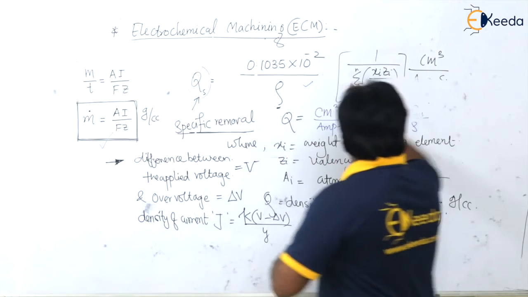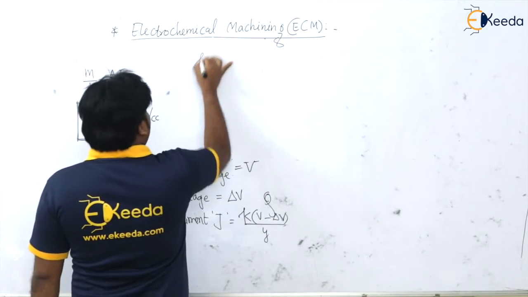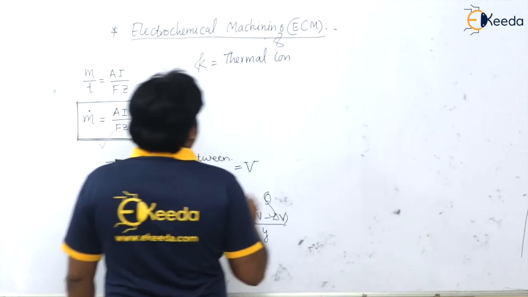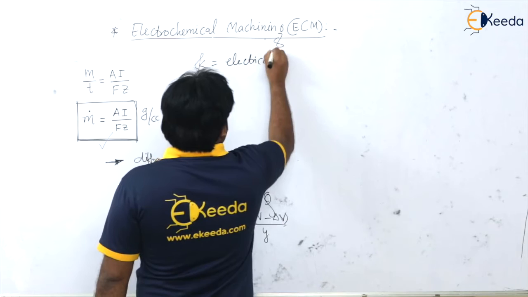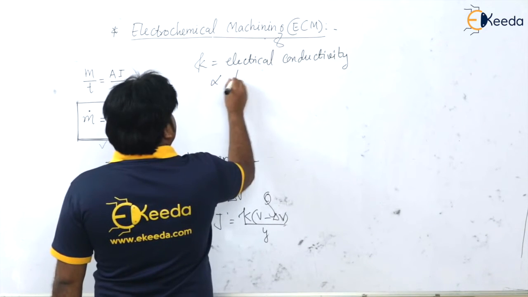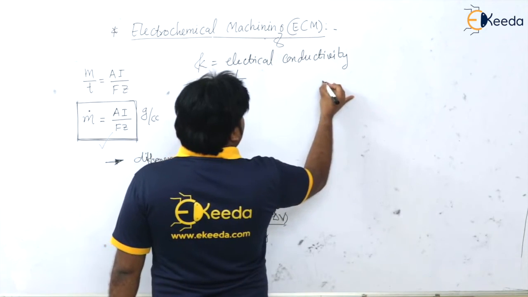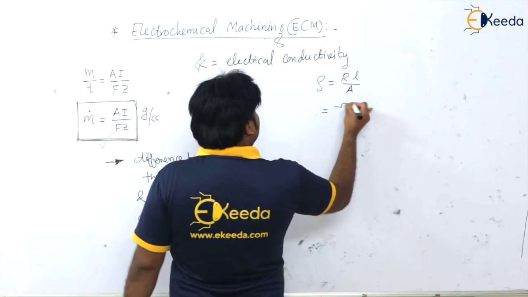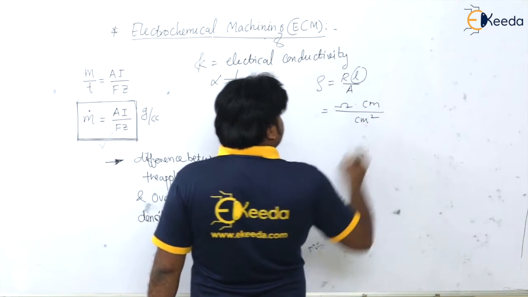So Y is what? The gap between the tool and the workpiece material. K is what? Sorry, K is the electrical conductivity. We know that it is the reciprocal of the specific resistivity, isn't it? And specific resistivity is given as rho = R times L upon A, where R is the resistance in ohm, L the length of the conductor in centimeter, and A the cross section area of the conductor in centimeter square.